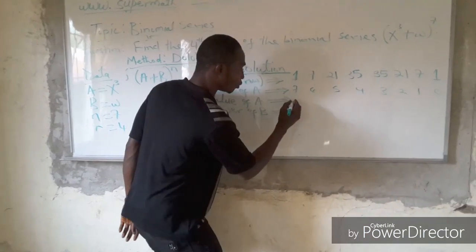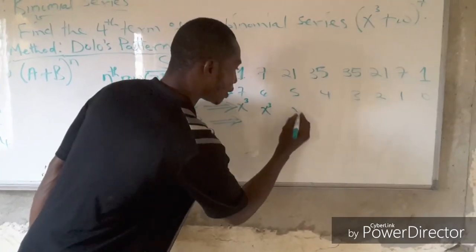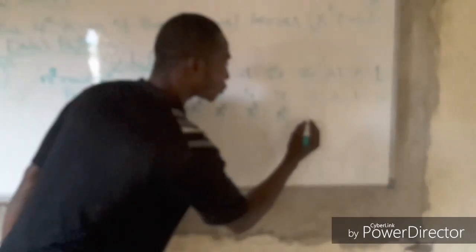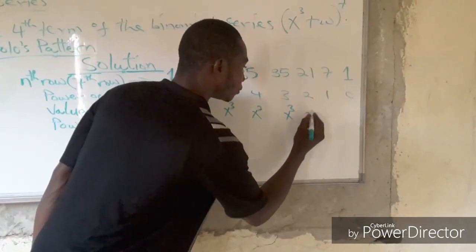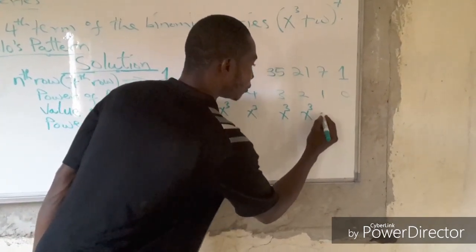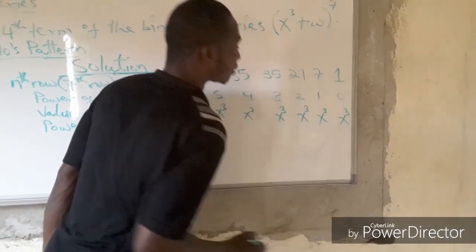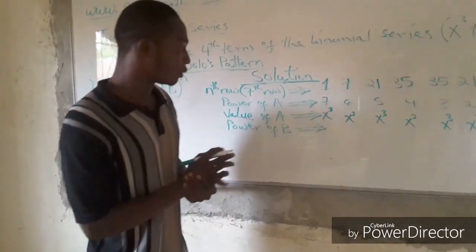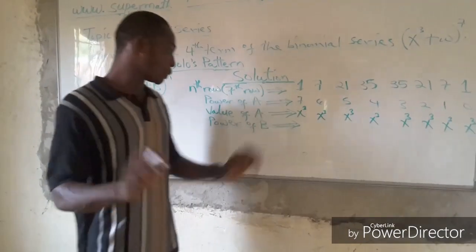Let's get it done. We say x cubed, x cubed, x cubed, x cubed, x cubed, x cubed, x cubed, x cubed. These are the values of A. We are done with the values of A. Everything is in order. Very easy to understand.